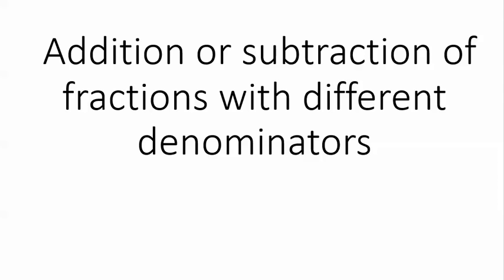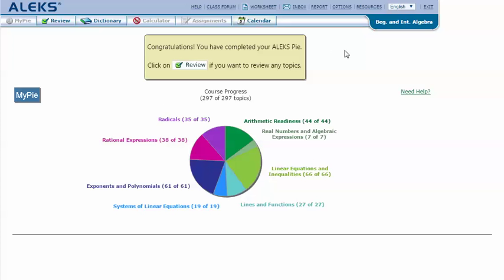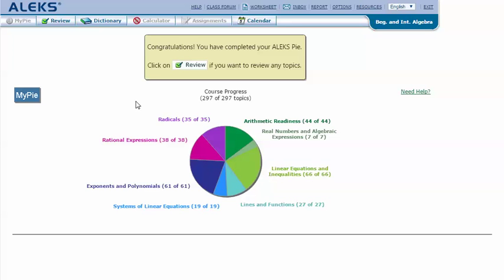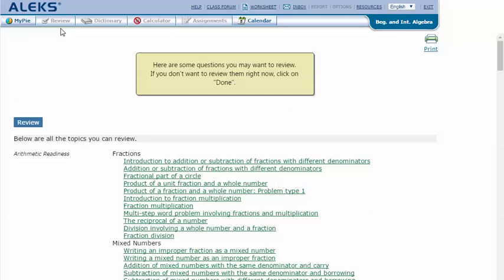Addition or subtraction of fractions with different denominators. In your ALEKS Pi, if you hadn't previously mastered this topic, you would find it here in the green slice Arithmetic Readiness. When you mouse over this slice, it would be in the drop-down list of topics you would need to cover. For the purpose of this tutorial, I'm going to show you that you can also find it here as a review topic by clicking on Review. And it's the second one down, addition or subtraction of fractions with different denominators.